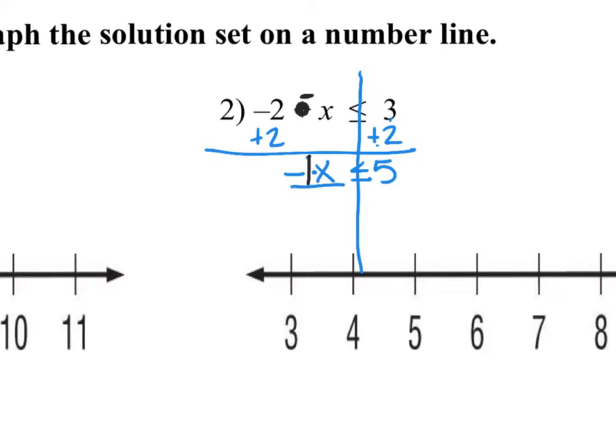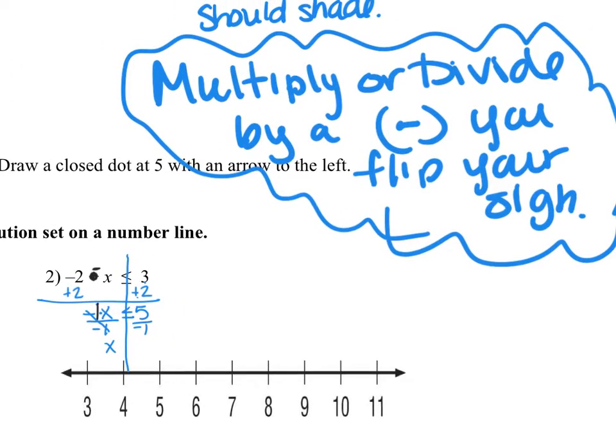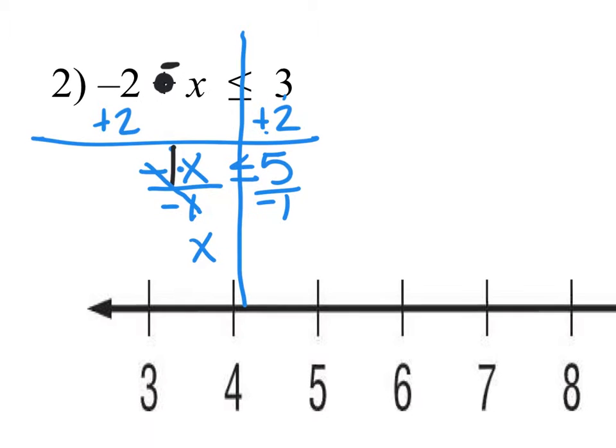So we're going to do the opposite, which is divide. So that's going to cancel. It's going to leave me x. Now, my rule up here was multiply or divide by negative, flip your sign. So I'm going to flip my sign. I'm going to go from less than or equal to greater than or equal to. And then 5 divided by negative 1 is negative 5.